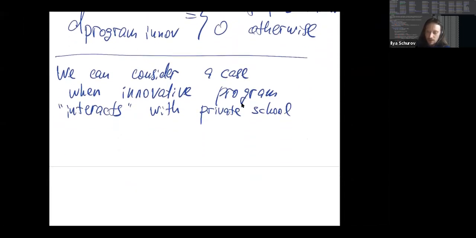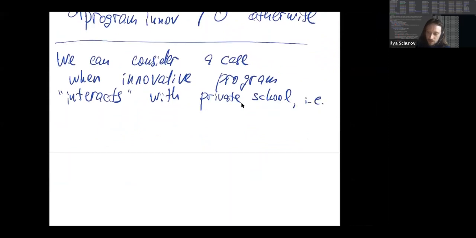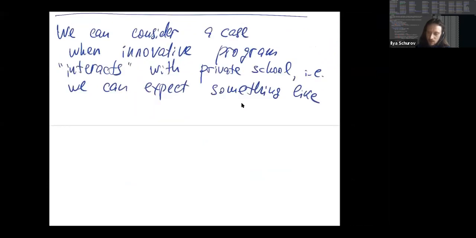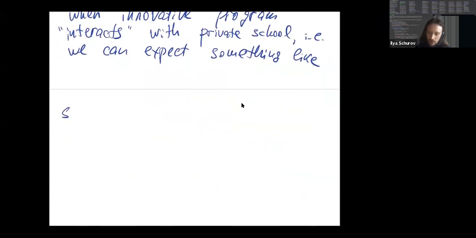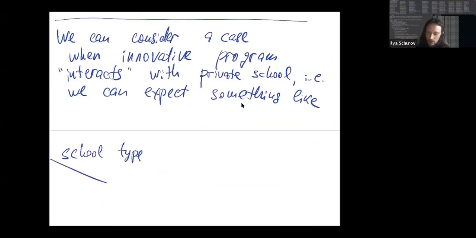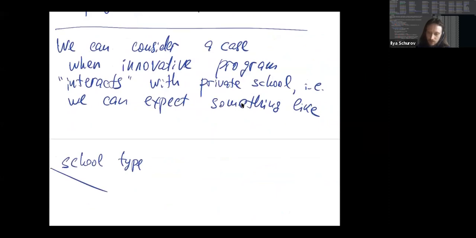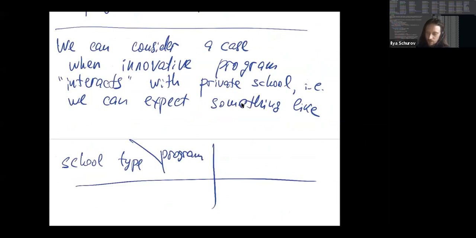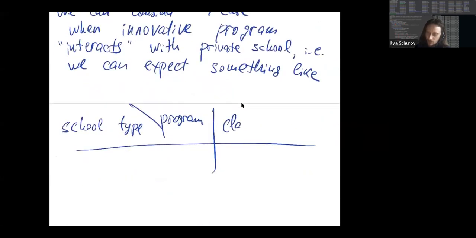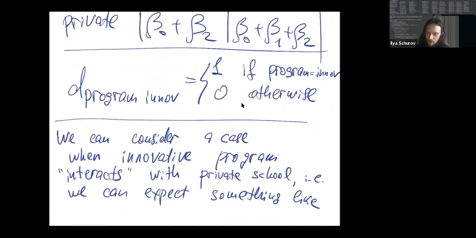So we probably can expect something like this. Let me redraw this table. School type. Program. Classical, innovative, public, private.